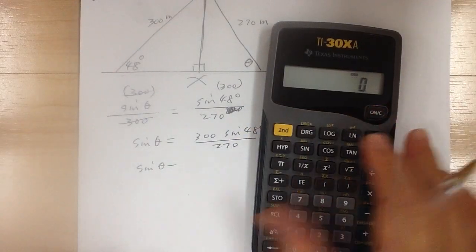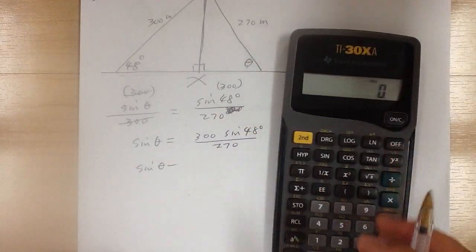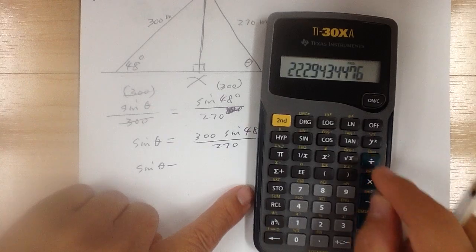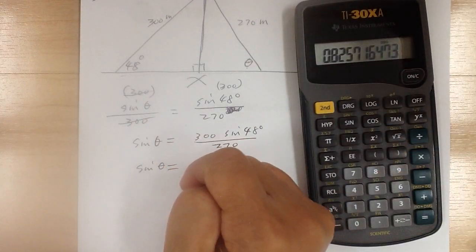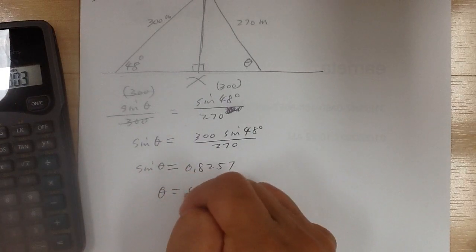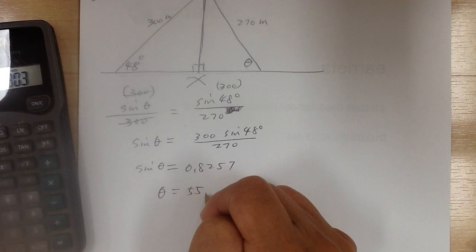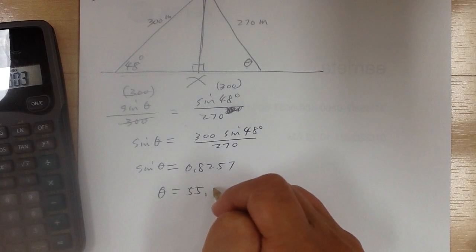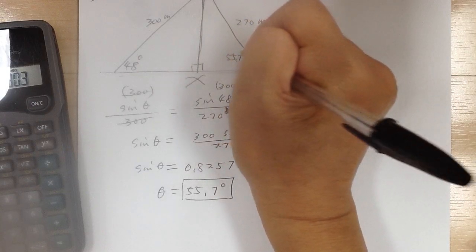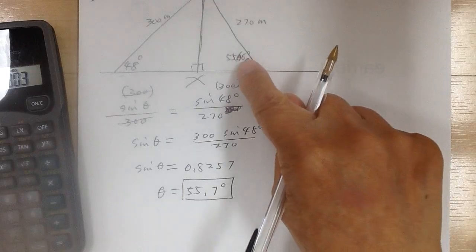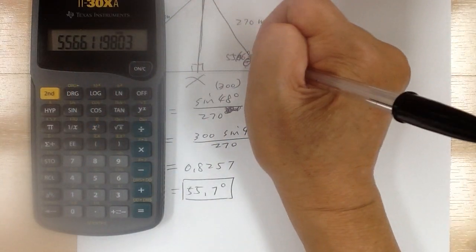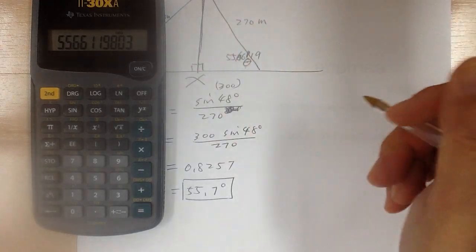Okay, so get your calculator, enter all the information. So 48 sine times 300 divided by 270 equals, so sine theta equals 0.8257, and you go second sine. So angle theta equals 55.66. I'm going to round it off to 55.7 degrees. So that's your angle theta. When I do calculations, I'm going to be more exact, but when I put down the final answer, I can round it off. If I'm using it to calculate, I want to carry more digits. So 55.66119.